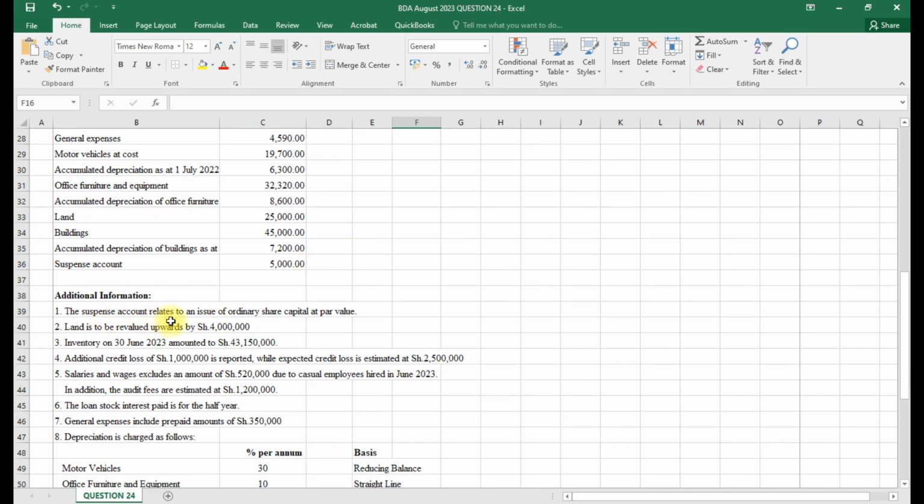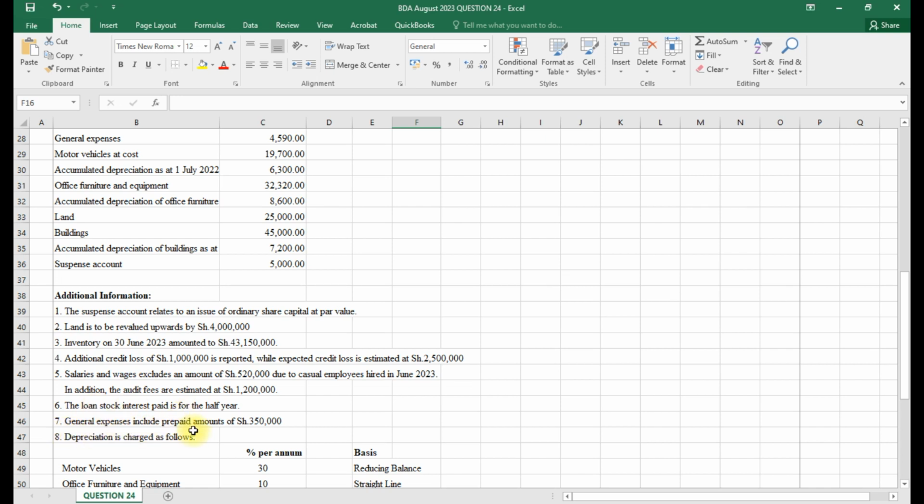The suspense account relates to an issue of ordinary share capital at par. Land is to be revalued upward by 4 million. Inventory on 30th June 2023 amounted to 43,150. Additional credit loss of 1 million is reported, while expected credit loss is estimated at 2.5. Salaries and wages excludes an amount of 520 due to a casual employee hired in June 2023. In addition, the audit fee is estimated at 1.2. Loan stock interest is paid for half year.